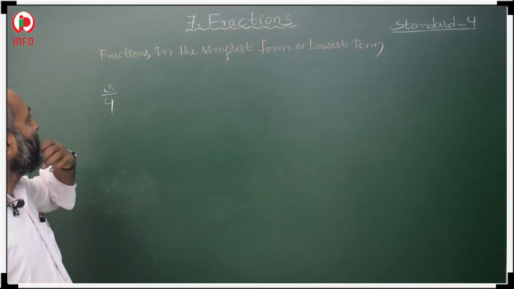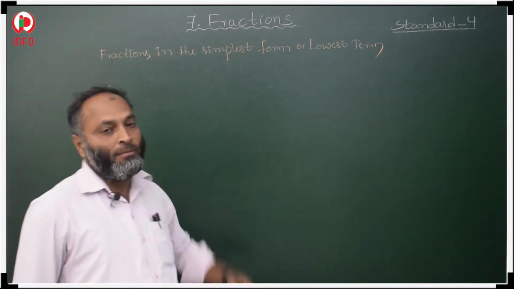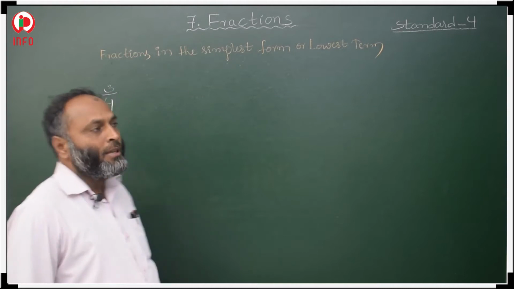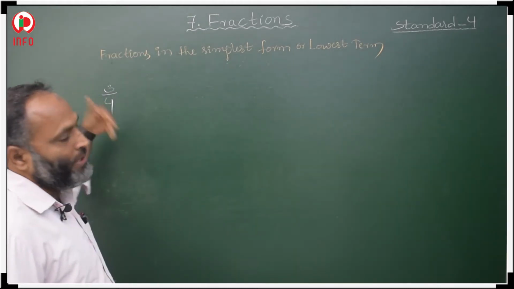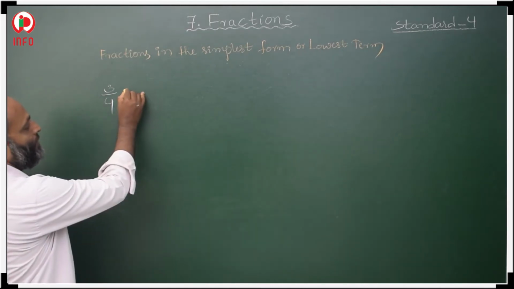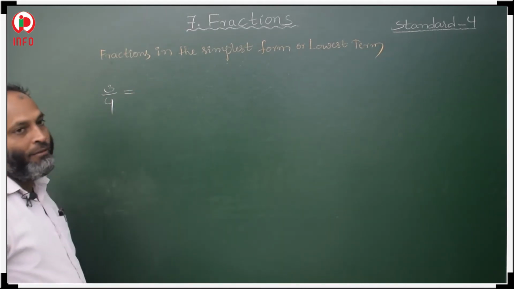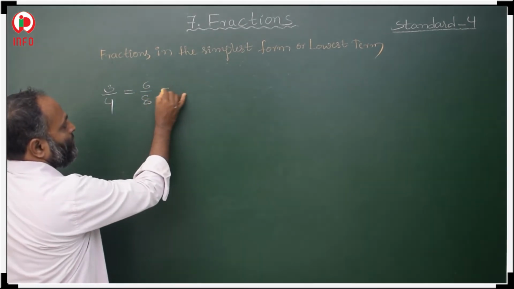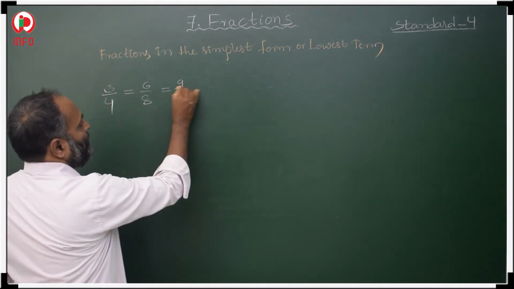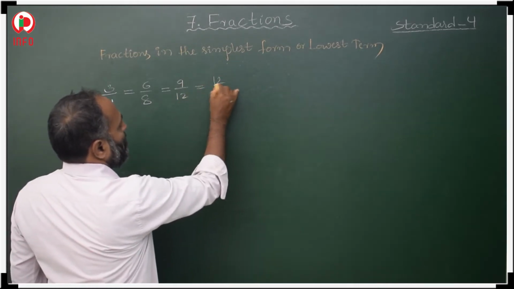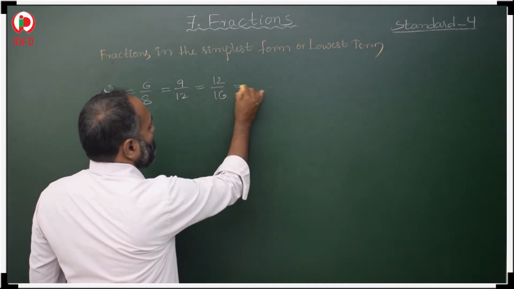Now students, fractions in the simplest form or lowest form. So what does simplest form or lowest form mean? First, we have to write the equivalent fractions of 3 by 4. 3 2s are 6, 4 2s are 8. 3 3s are 9, 4 3s are 12. 3 4s are 12, 4 4s are 16.